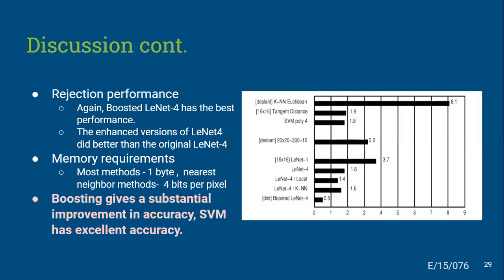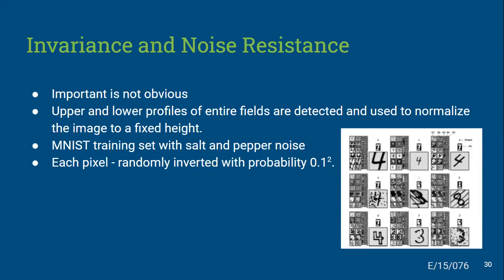In many applications, rejection performance is more significant than raw error rate. As you see in this plot, again boosted LeNet 4 has the best performance. And when talking about the memory requirement, most methods require 1 byte and the nearest neighbor method requires 4 bits per pixel. Next, the importance of noise resistance. In the experiment described above, the importance of noise resistance and distortion invariance is not obvious in this case. Let's move to the next slide.